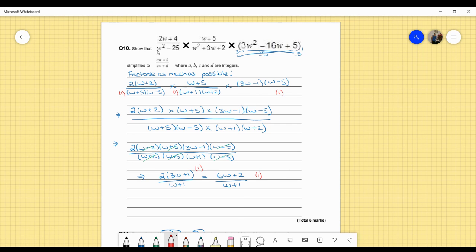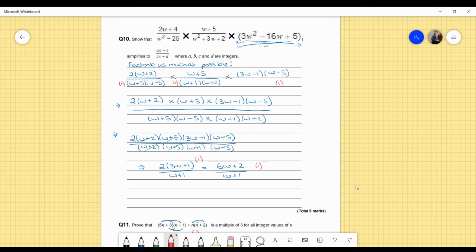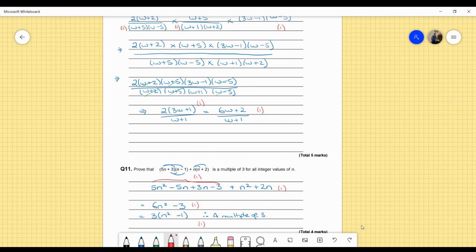However, in the question, it wanted it in the format aw plus b over cw plus d. So you had to expand your brackets to give you 6w plus 2 over w plus 1 for the fifth mark. That is quite complicated, but it is a fact of making sure that everything is as factorized as possible before you start on that one.